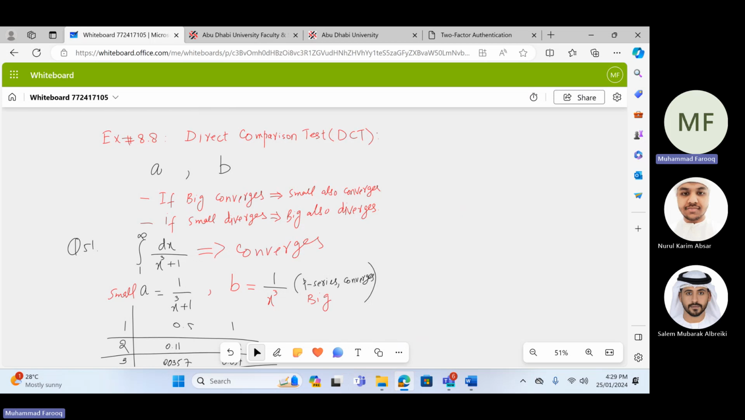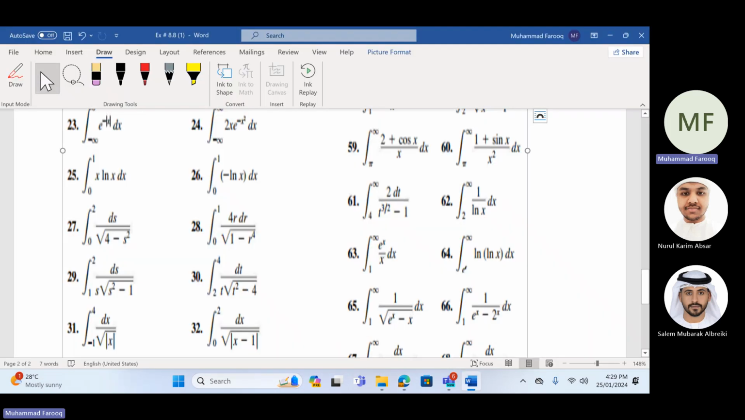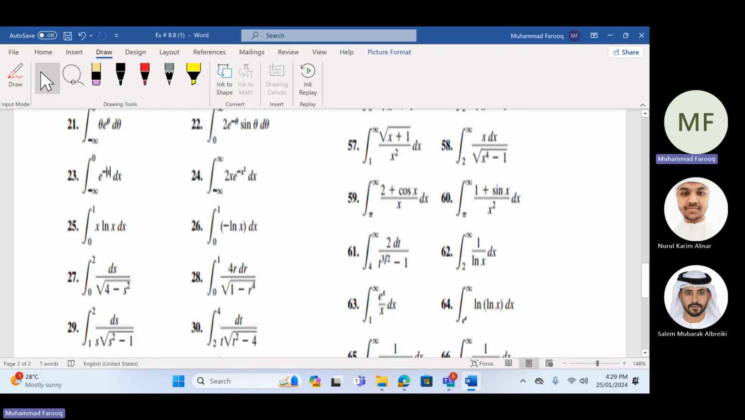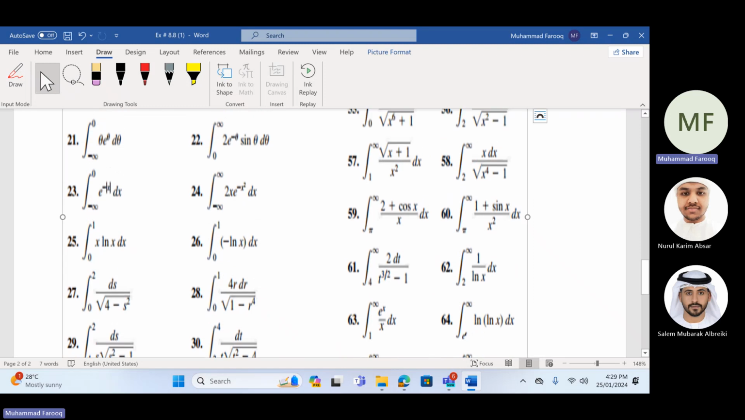Okay. One last thing related to this DCT, and then we go for the second procedure because, as I told you, in question 61, DCT is not working. It's not giving you any answer, because you want to know whether this integral converges or diverges. I'm just changing the function now. If you look at question 59, which function is there in 59? Cosine. And in 60? Sine.